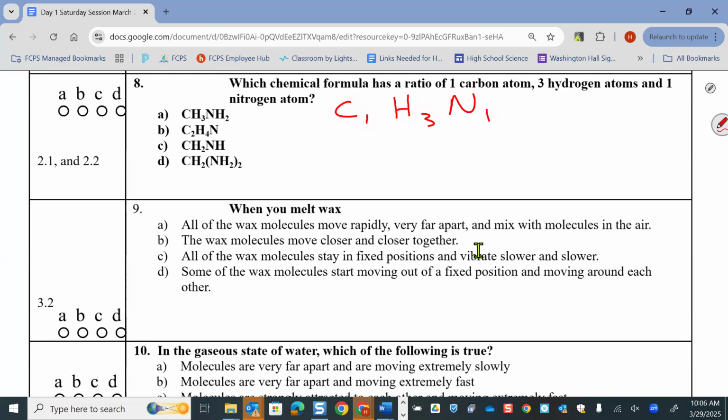Nitrogen is 1, right? So in this one, I have 1, 3, and 2 is 5. That one's wrong already. This one, I have 2, 4, so I might be okay, but 1. So that was no good. Next one, I have 1 carbon, 3 hydrogens. So that looks good, but we always recommend you double check everything.